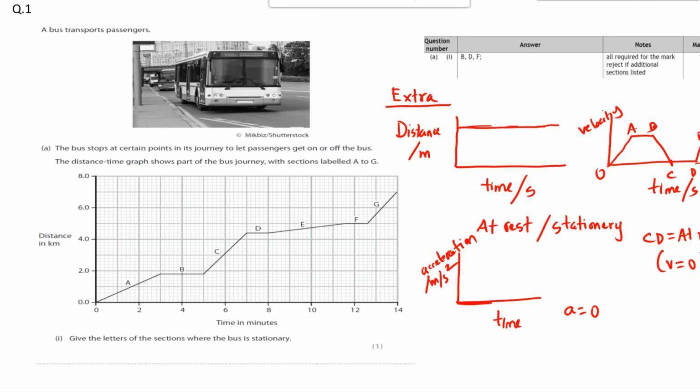So here, give the letters of the section where the bus is stationary. Answer will be B, D and F, because here distance remains same for a certain period of time. Clear?